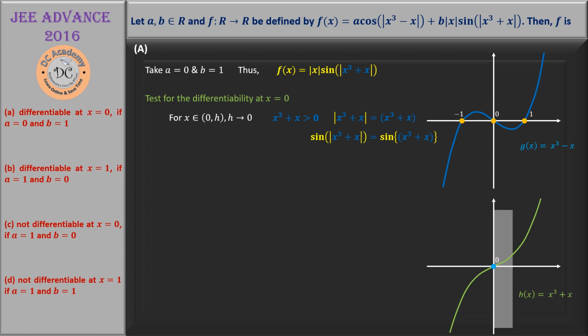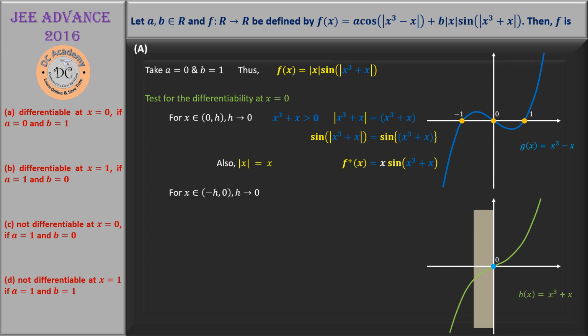Also notice that when x is greater than 0, because x belongs to (0, h), mod x is equal to x. So therefore, f(x) will be a simple form, x sine of x cube plus x. So this is the definition of f(x) when x lies in the marked region. But here, as it is the 0 plus region, we redefine it accordingly. Okay, that's it.